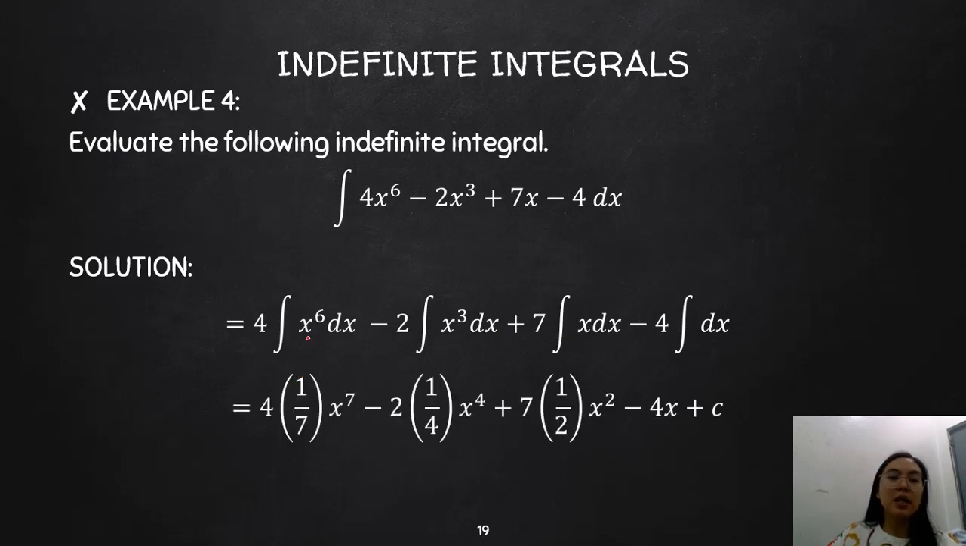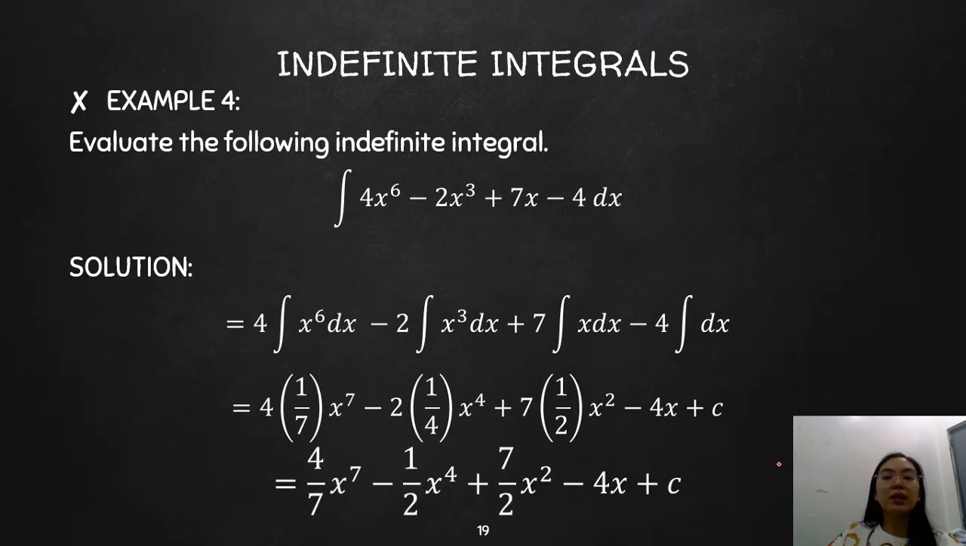You will get, so si x raised to 6, of course, galing yan sa x raised to 7. So you have this. X cubed is galing kay x raised to 4. And then you have this. X is galing kay x squared. So you have this. Dx is galing lang kay x. So you have this. And if you simplify the equation further, you will get this final answer, which is equivalent to 4/7 times x raised to 7 minus 1/2 x raised to 4 plus 7/2 x squared minus 4x plus c.